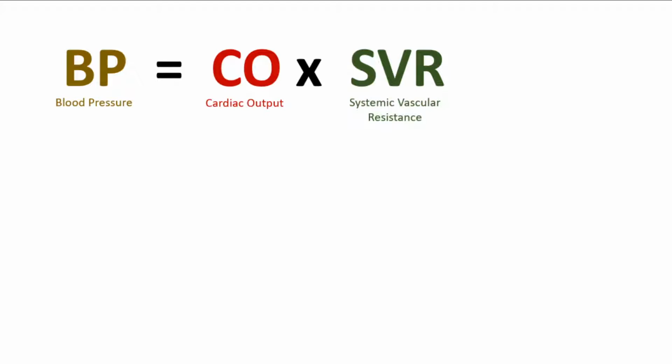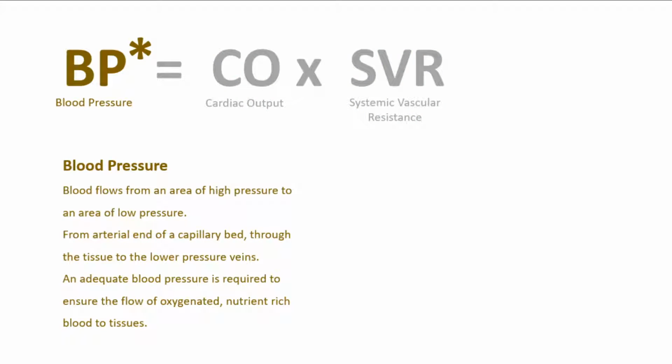We then move on to blood pressure, which is equal to cardiac output, which we've just discussed, and systemic vascular resistance, which we're about to discuss. Now, when I talk about blood pressure, the end point of it all really is to have your tissues perfused with oxygenated, nutrient-rich blood, and for the toxins and the carbon dioxide to be taken away.